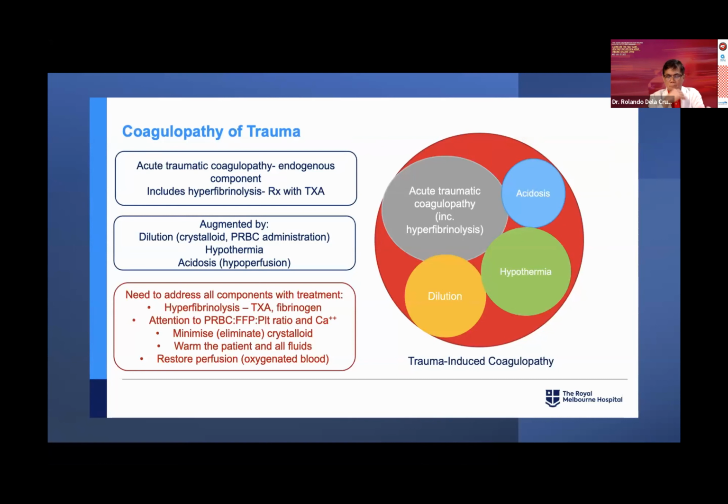It's also important to really early on make efforts to restore perfusion of oxygenated blood, and this is going to involve definitively controlling the bleeding that's ongoing.